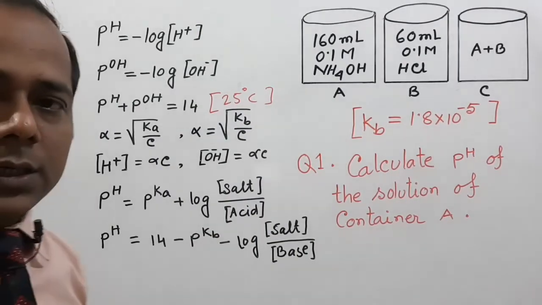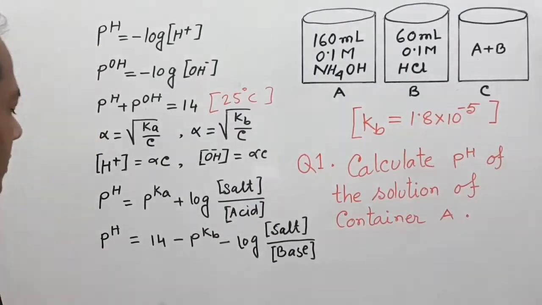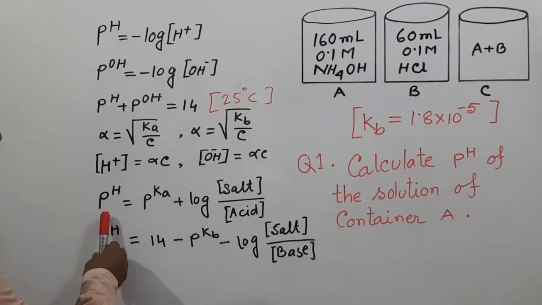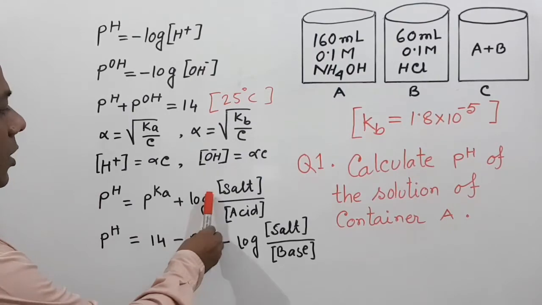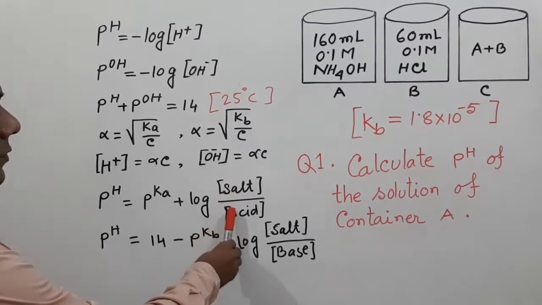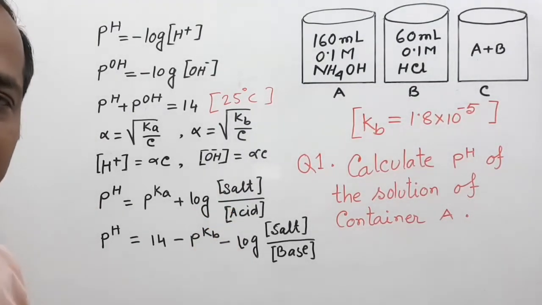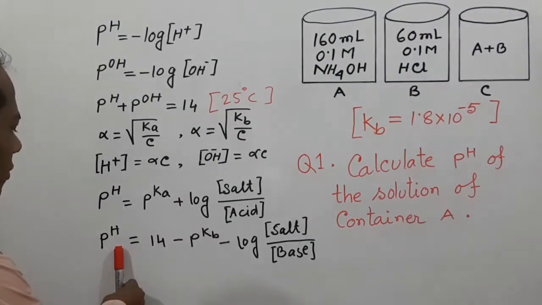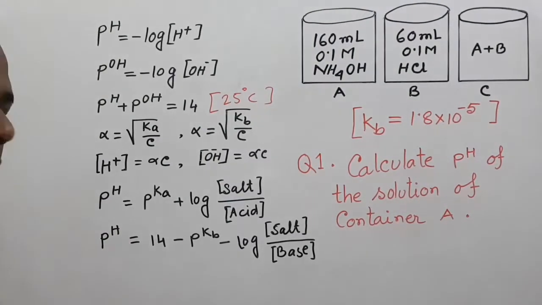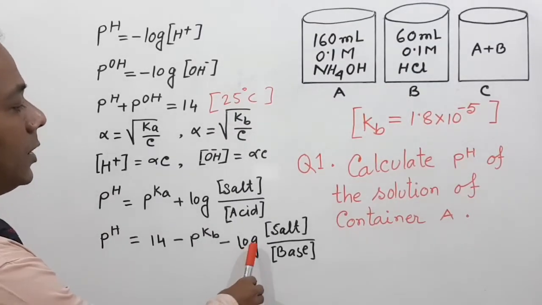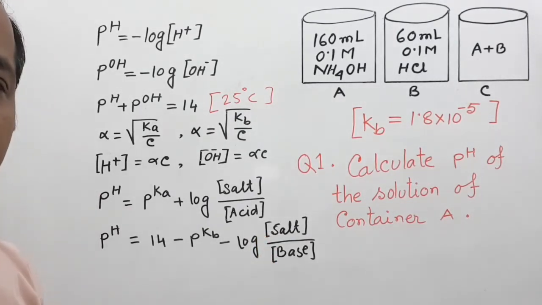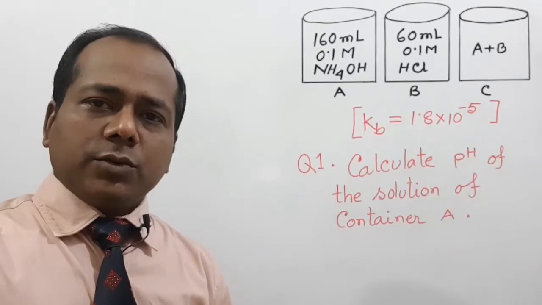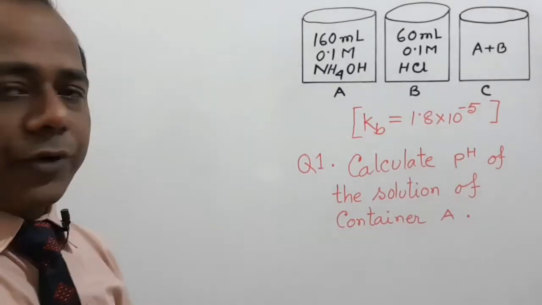And for acidic buffer solution, my dear students, we use pH equals pKa plus log of molar concentration of salt divided by molar concentration of acid. And for basic buffer solution, pH equals 14 minus pKb minus log of molar concentration of salt divided by molar concentration of base. Now, my dear students, we solve the creative question.